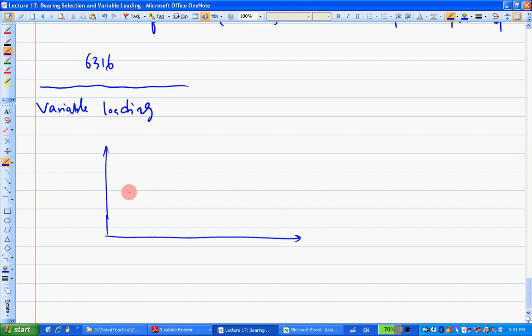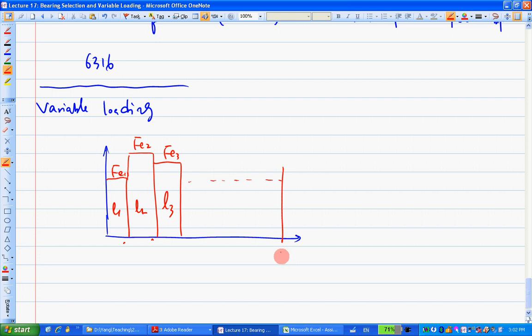However, the other situation is, maybe we subject the bearing to a load, let's call it FE1, for L1 number of cycles. Then we subject the same bearing to another load, FE2, for L2 number of cycles. Then again, subject to FE3 for L3 number of cycles. Then you repeat the pattern again, the same way, with the three different kinds of loading, until failure.